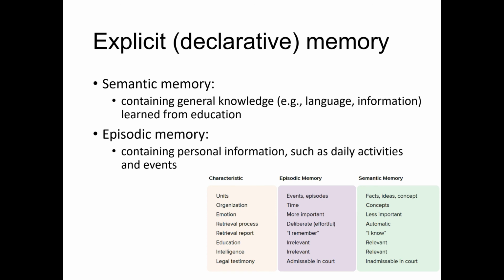Episodic memory, on the other hand, consists of personal information, like daily activities and events. So if I ask you to describe your experience on the first day of college, you're accessing the episodic memory because that is your personal information, which you probably cannot find from reading a textbook or from a class. That is your own personal information. So a lot of times if you start a sentence with I remember, then that indicates an episodic memory, whereas if you start with a sentence, oh, I know such and such, then that is probably from a semantic memory.